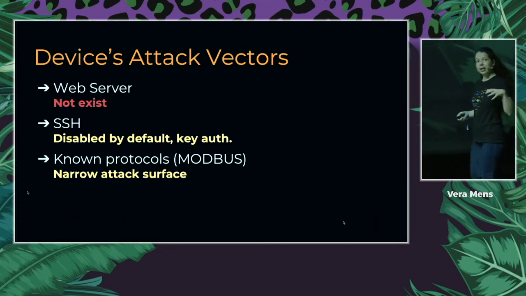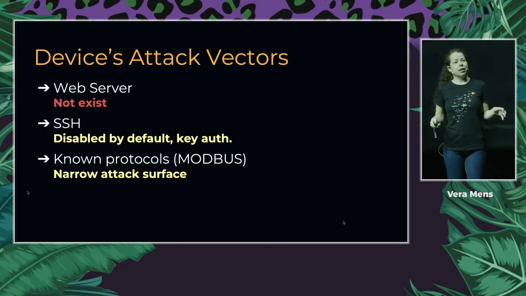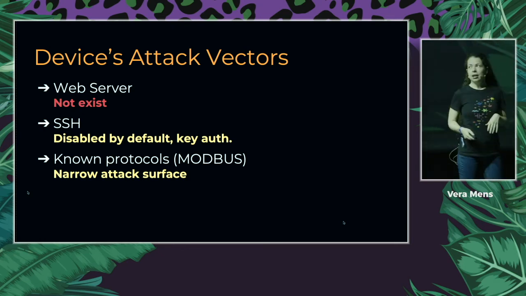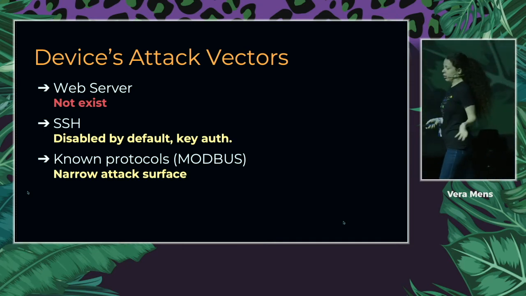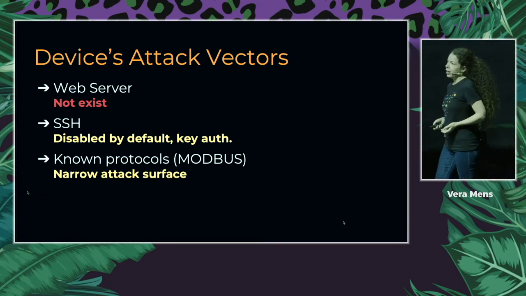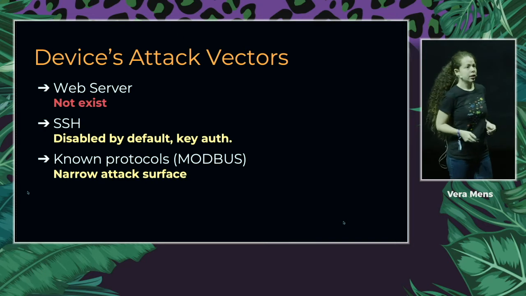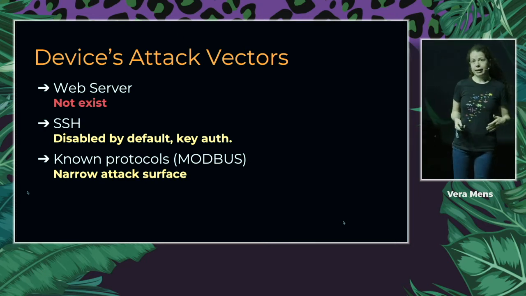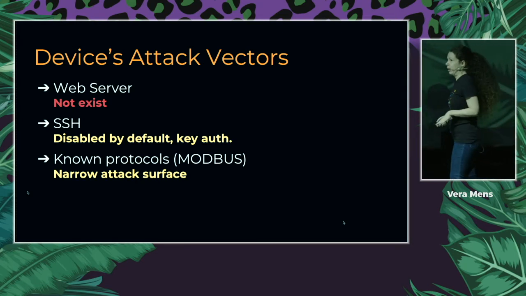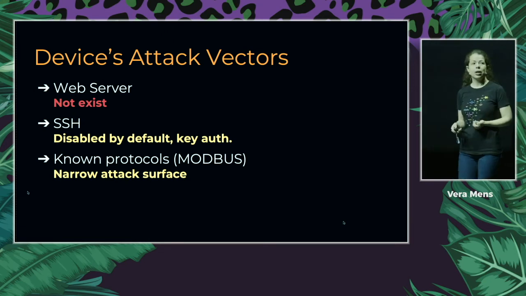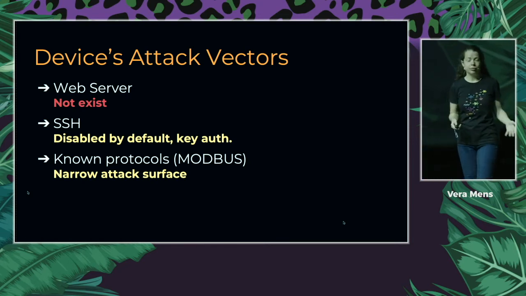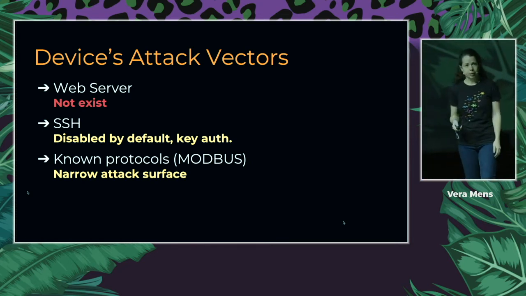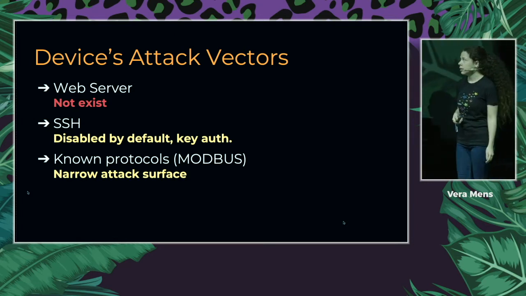The first thing that we would like to look for is the web server, right? The ones implemented within the device, but unfortunately for us, none exist. SSH is a good option as well, but it's disabled by default, and we need to call an operator support to obtain the key, and no one likes to make calls right now, right? Modbus is a protocol you remember we talked about. It's an available option for us, but this protocol is available, reviewed, and it has pretty narrow attack surface, so it's not that perfect for us.